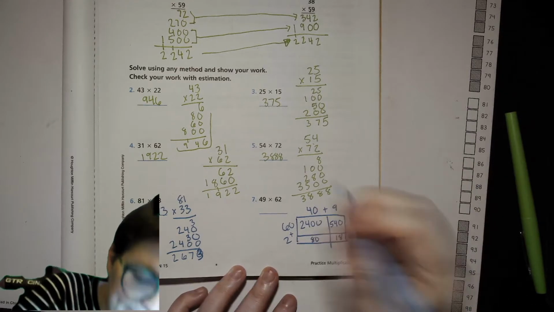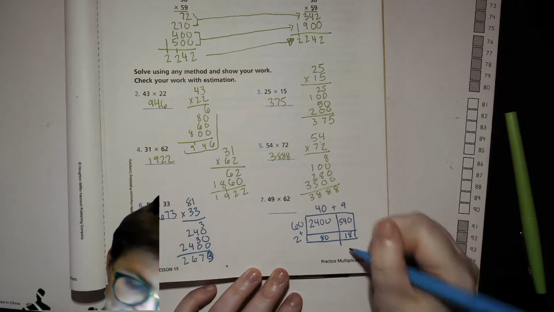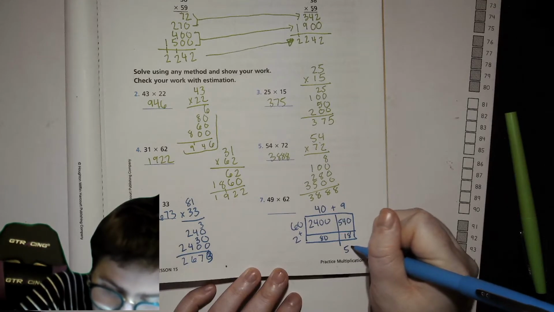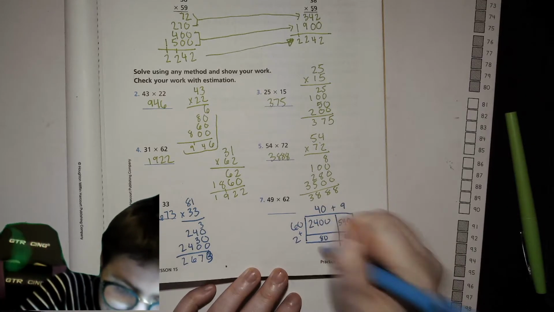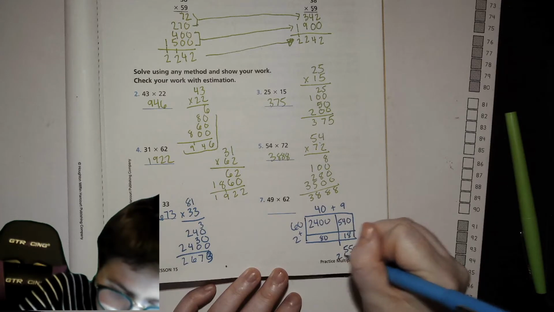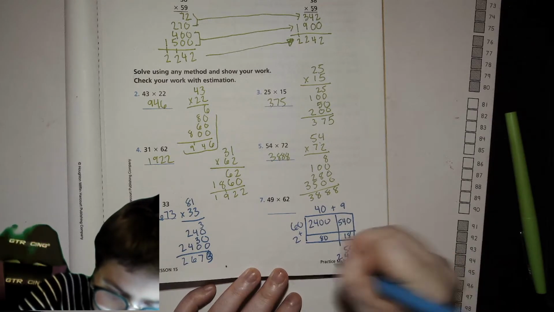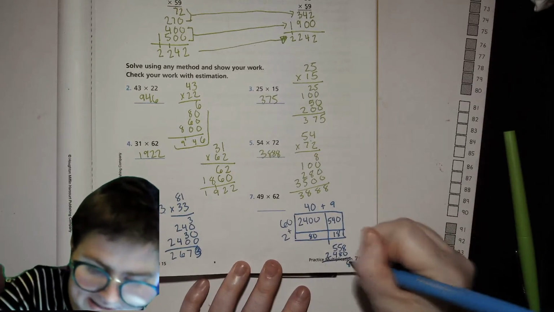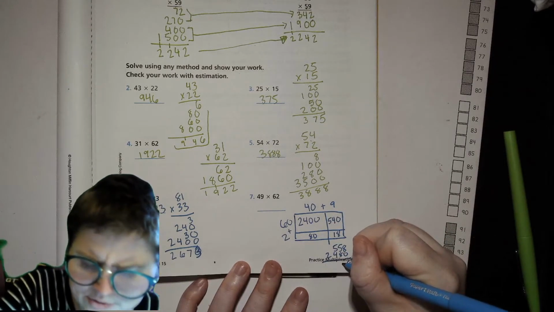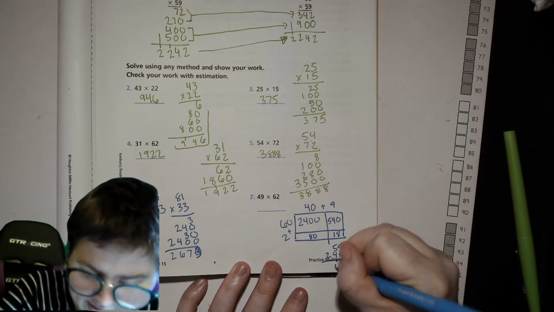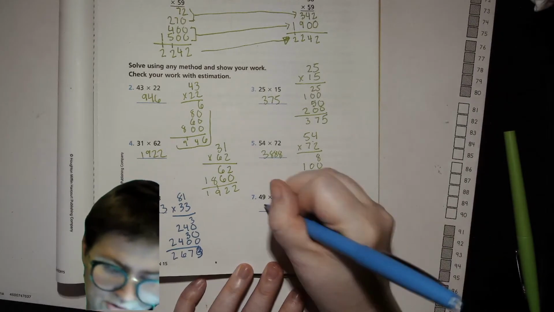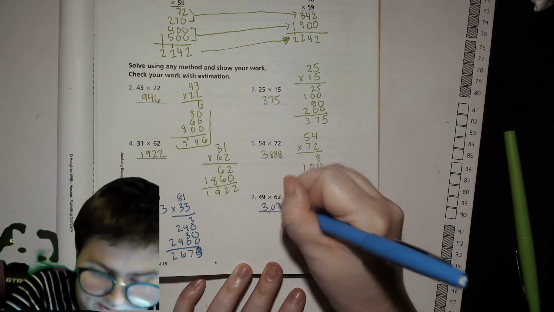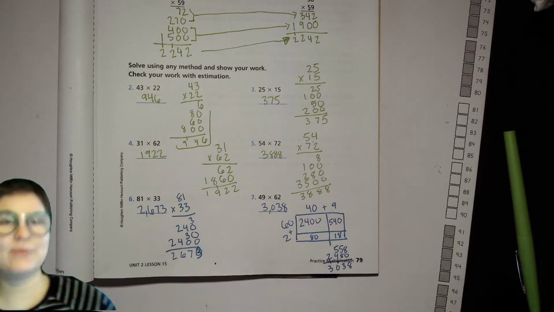Let's add those up. Those together is 558, and those together is 2,480. This up down here, the words of practice multiplication. 8, 13. Now it's a 10. 3,000, or yeah, 3,038. Okay.